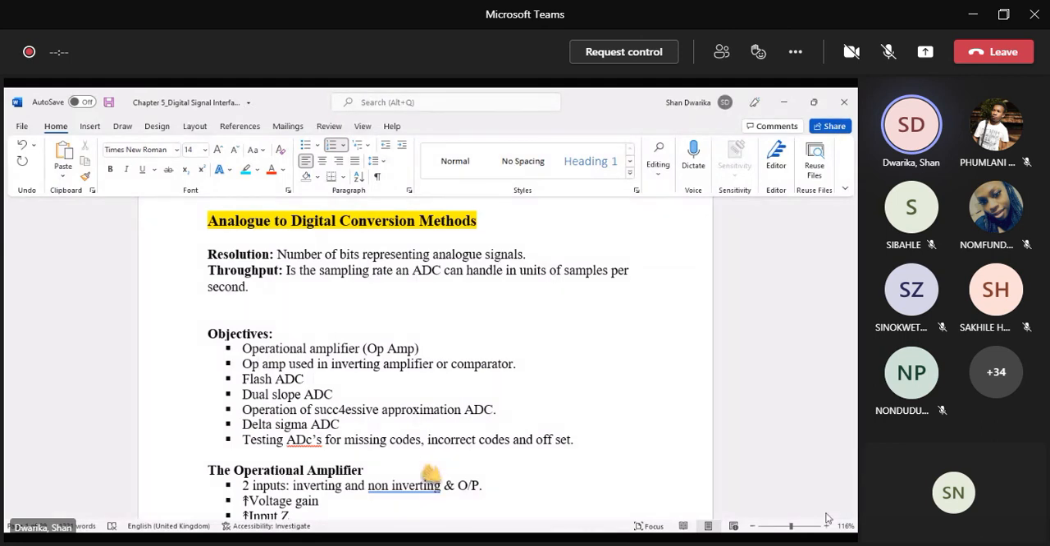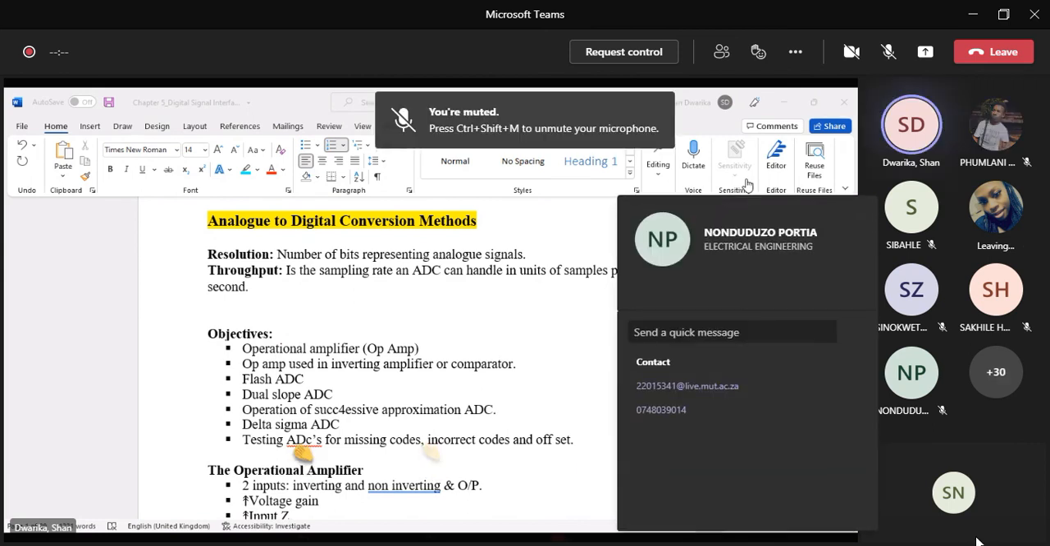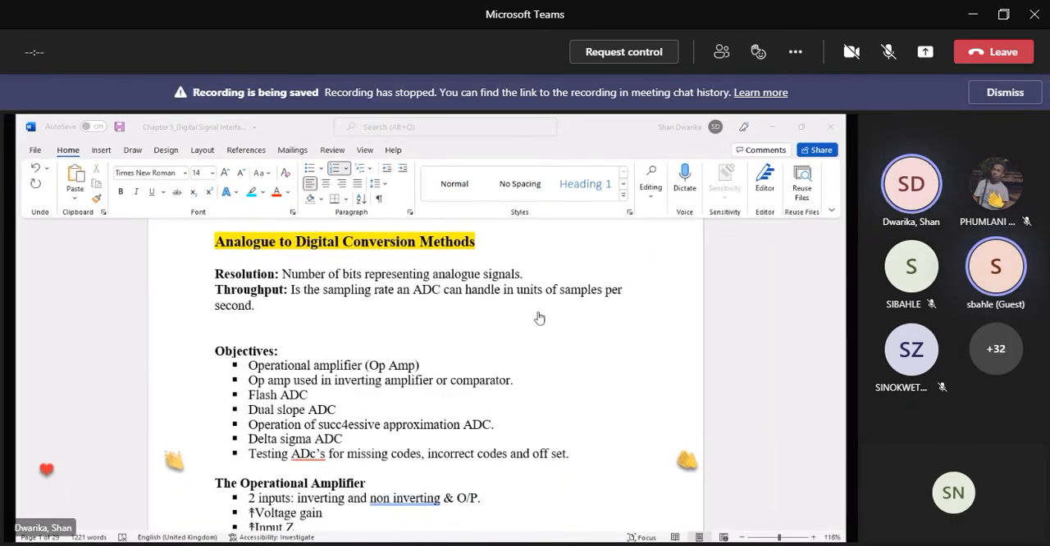Any questions? The scope of the test is now. Hello? The scope of the test is now.